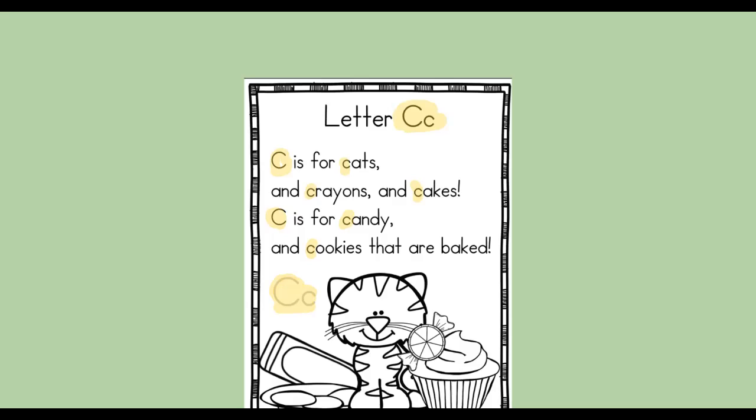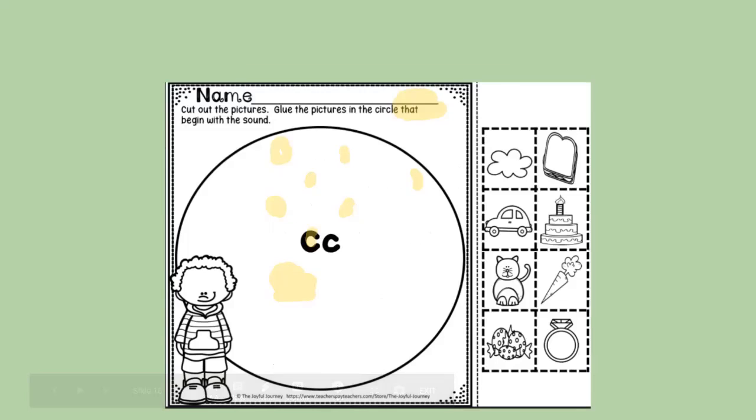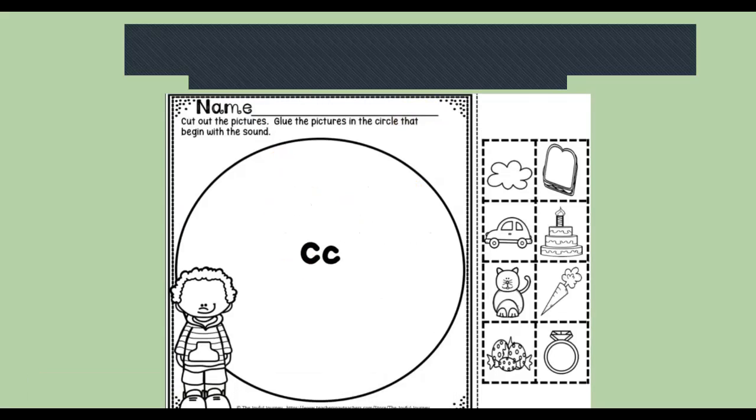If you finish that, let's go to the next page. Now you need your glue stick. You're going to cut out the pictures, and you're going to glue them on the circle of the letter C, the words that begin with the C. The first one is a cloud. I'm going to ask Emilio, cloud. Do we need to cut it and glue it on the C or not? Yes, okay. So I'm not going to X that out.